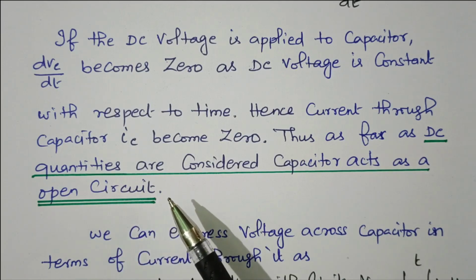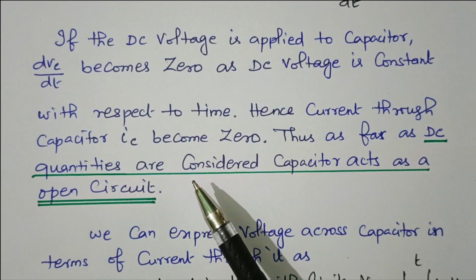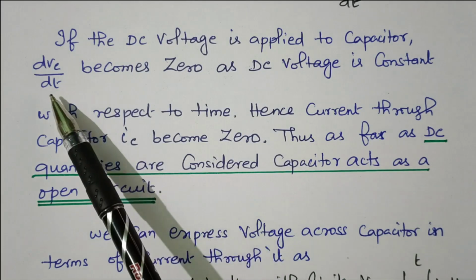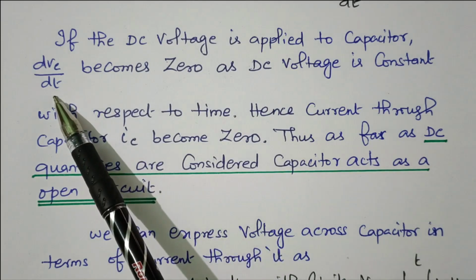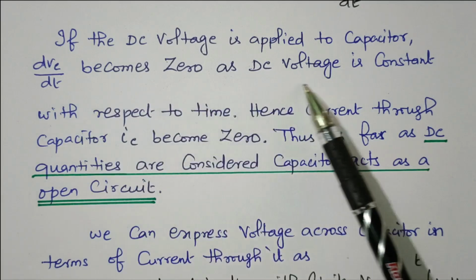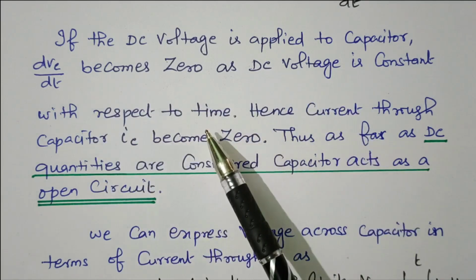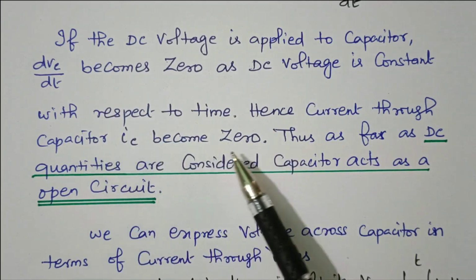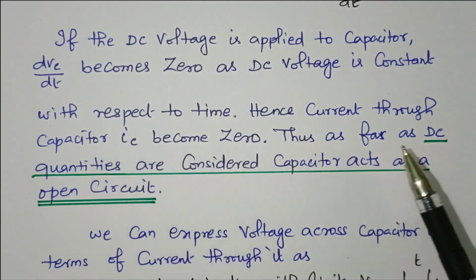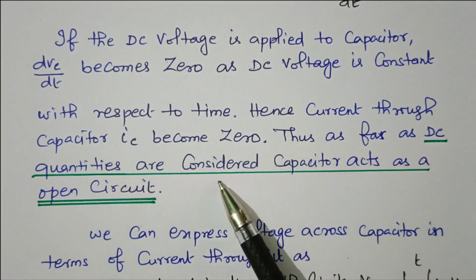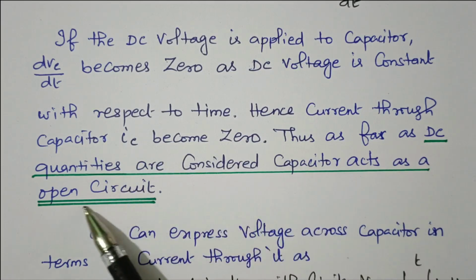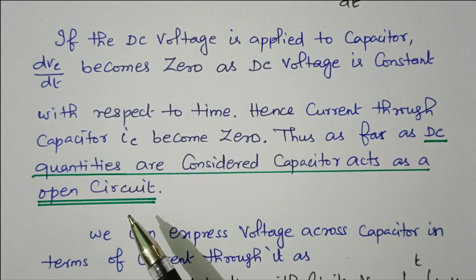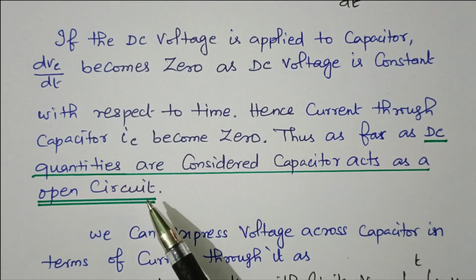So, IC equal to C into dVC by dt. This term dVC by dt is 0 as the DC voltage is constant with respect to time, so the current flowing through the capacitor is 0. So for a DC quantity, the capacitor acts as an open circuit.